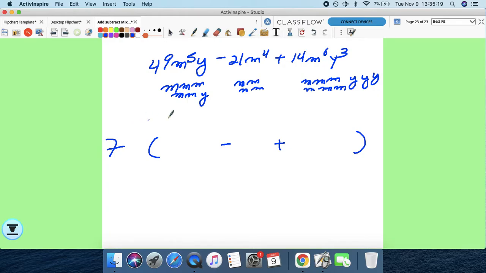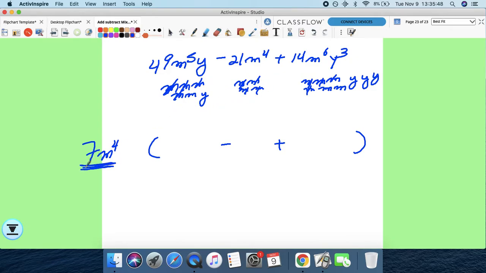Now, what do they share in common? Well, we took out the greatest common factor, and now we're going to take out the greatest number of m's that they share. There's 5 m's, 4 m's, and 6 m's. They share 4, so they all have m^4 in it. How about the y's? Do they share the y's? No, because the middle term doesn't have a y, so we're not going to touch that.